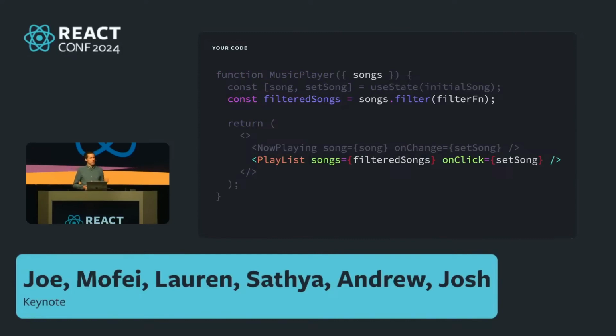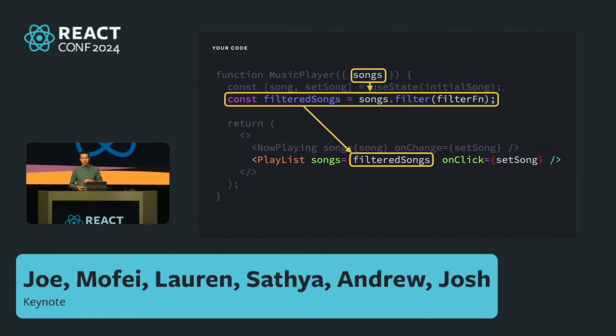For example, consider the filtered songs list. From reading the code, we know that filtered songs depends upon songs. Whenever songs changes, React is obviously going to have to filter that songs list again and update the playlist. This code also tells us the inverse. If songs doesn't change, then React shouldn't have to update the filtered songs, and it doesn't need to update the playlist. And as Satya showed, that's exactly what happens with the compiler enabled. We don't have to update the playlist when songs isn't changing.